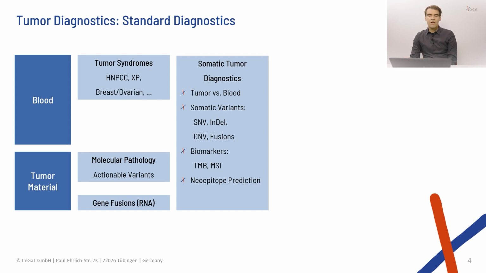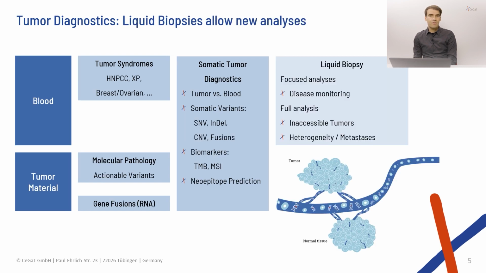Some years ago, another type of sample was added to this list, and this is called liquid biopsies. The idea is that free-floating tumor DNA is extracted from a patient's bloodstream. This allows us to monitor disease recurrence, but also to analyze inaccessible tumors and look at tumor heterogeneity in patients with multiple metastases. So when this new method came out, we decided to do a study.